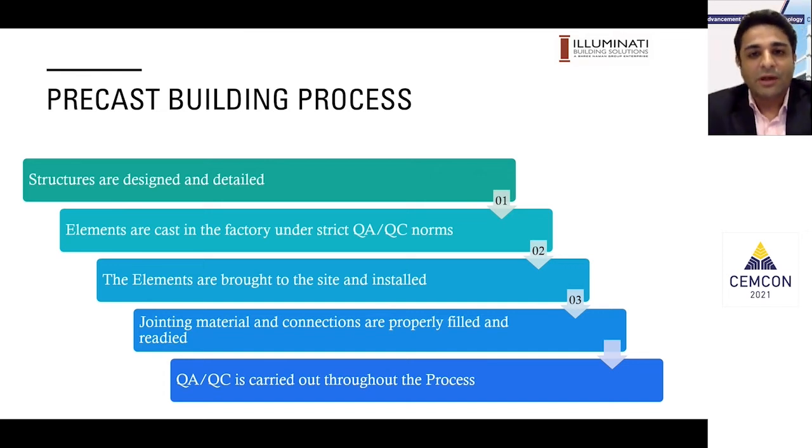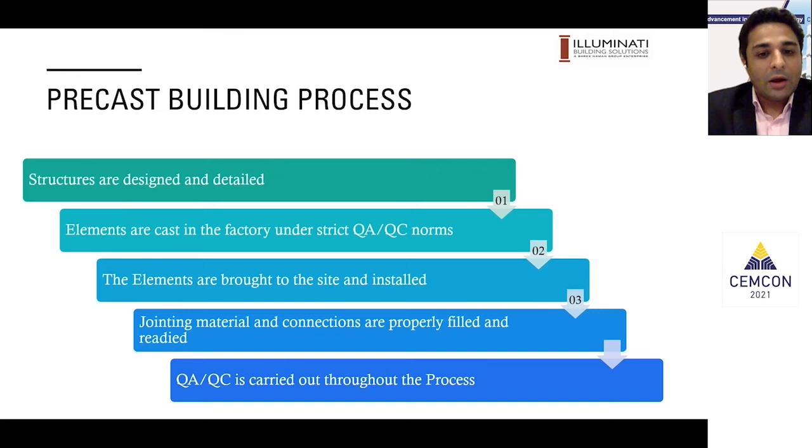Now, the benefit of the factory casting is that you get QA/QC at every step of the way. From the time your raw material comes to the factory to the time that you actually convert it into an actual precast element, there is a lot of QA/QC checks along the way, when you strip it, when you store it, when you cure it. All those things go through several QA/QC norms.